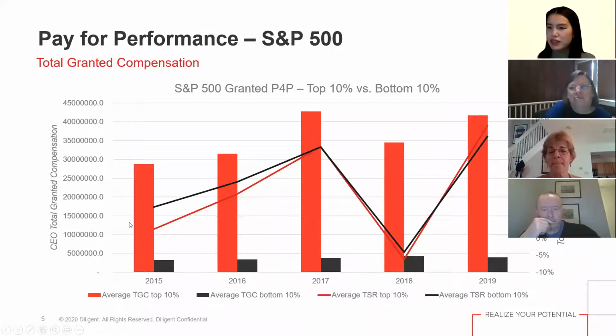However, you can see there's not much difference in the TSR performance between these two groups. And in fact, in 3 out of the 5 years, the bottom group actually outperformed the top 10%, albeit by not much. And this raises the question of whether these top 10% CEOs really deserve such higher pay.